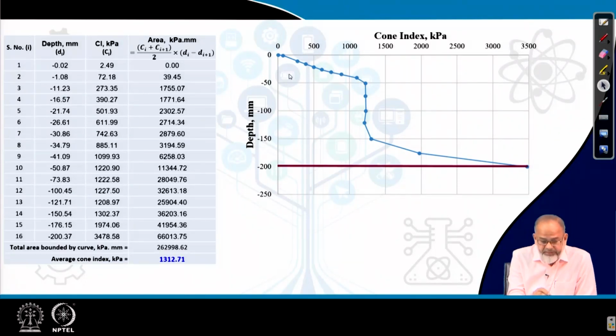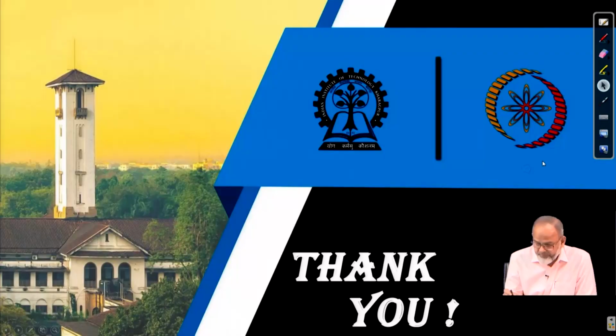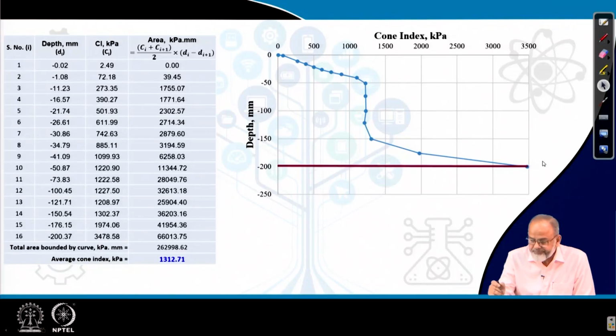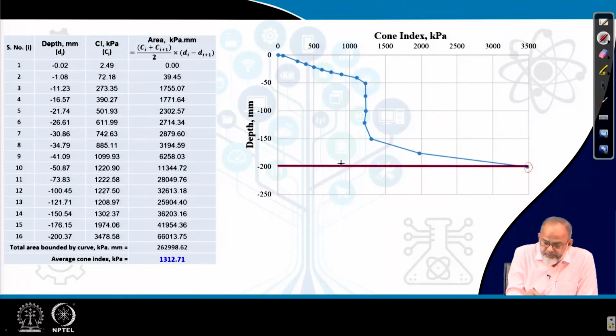So for finding out the area bounded by the curve, we first draw a horizontal line at the last point. This is the last point. There I draw a horizontal line parallel to the x axis, and this is the area which has to be calculated. So you can follow the trapezoidal rule and find out the area at different depths, and then take the summation of those areas. So that will give you the total area.